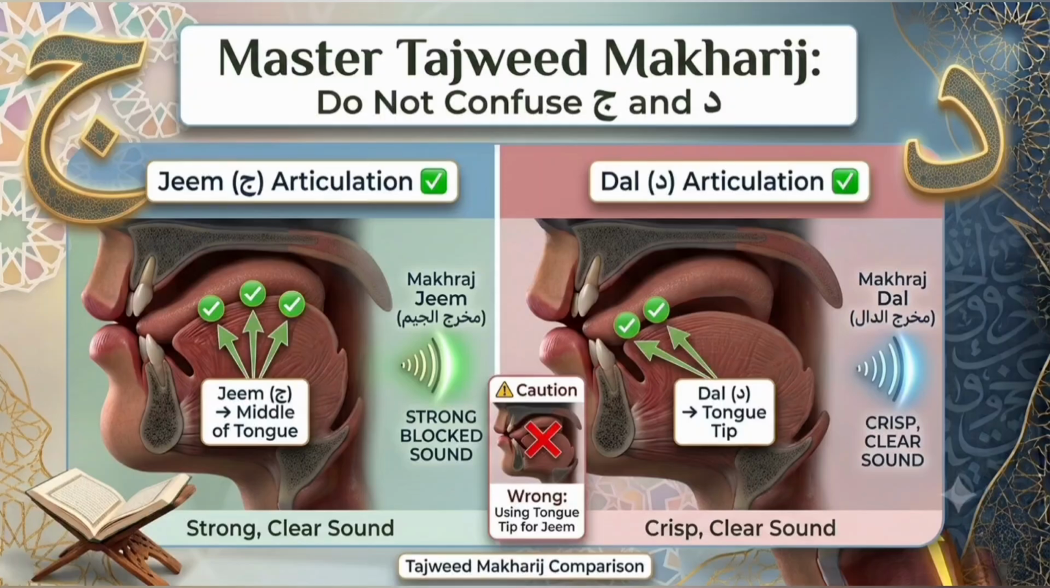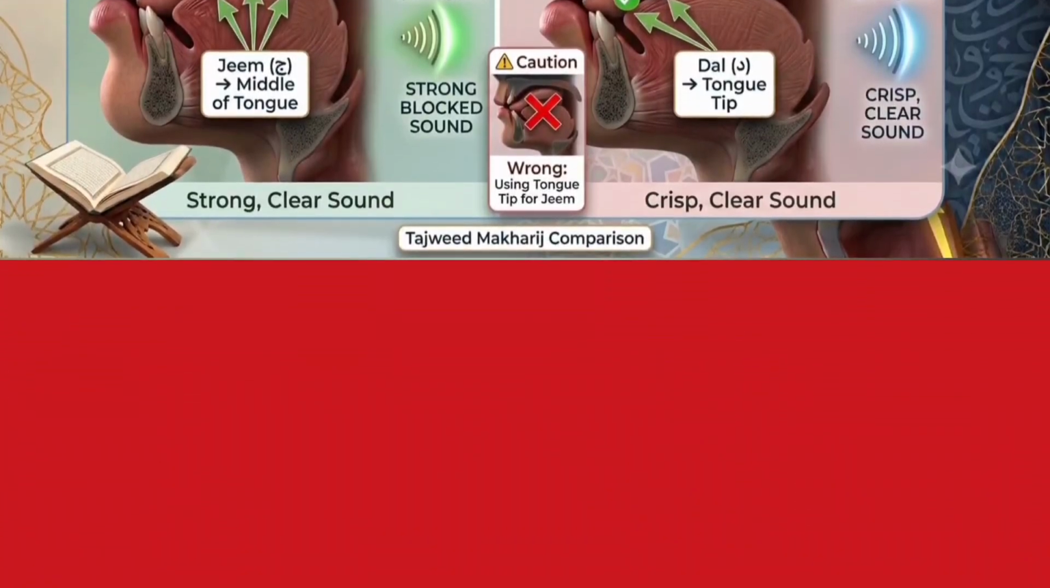They pronounce aj. They produce Dal in pronouncing Jeem. It must be aj, aj, not aj.